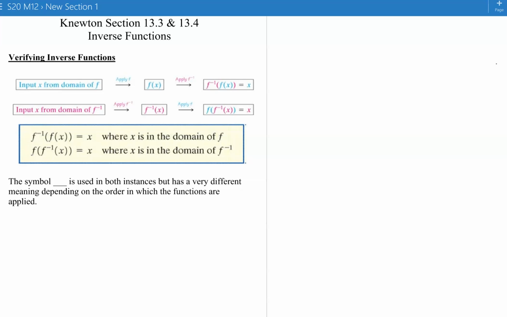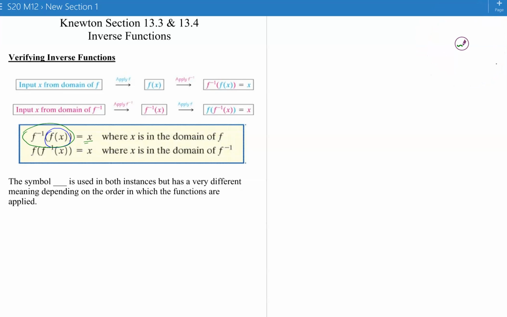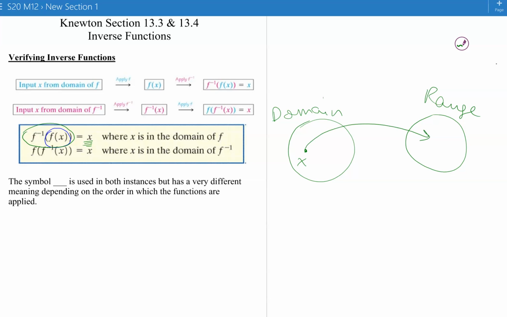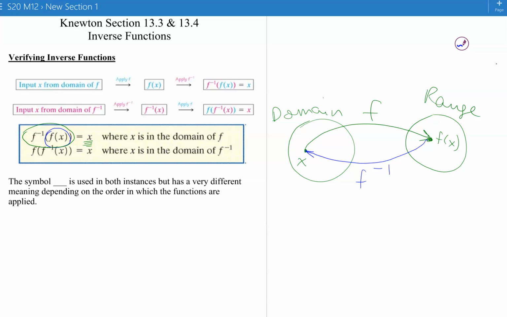So if you apply the function first and then the inverse function, you will get back to the x value you started with. So again, let's make a picture. If I have the domain and the range, and here is the x value I started from, and the f function gets applied, the thing I land on is called f of x. Well, if I then apply the f inverse function, I will get right back to where I started at x.